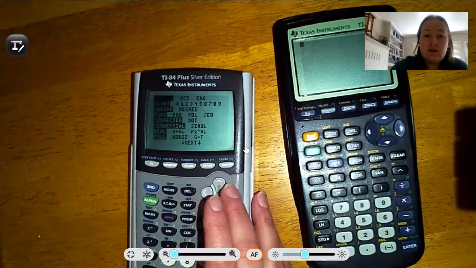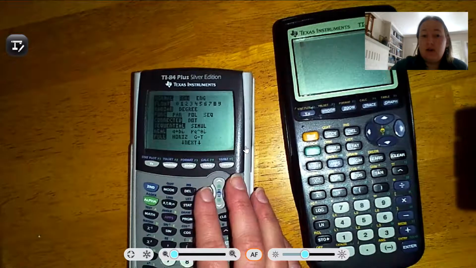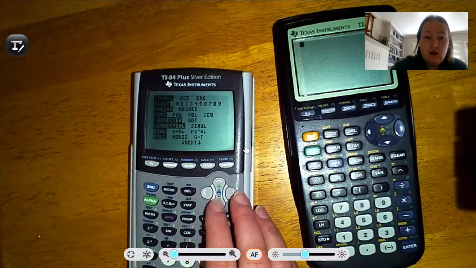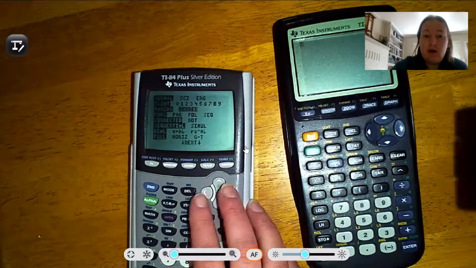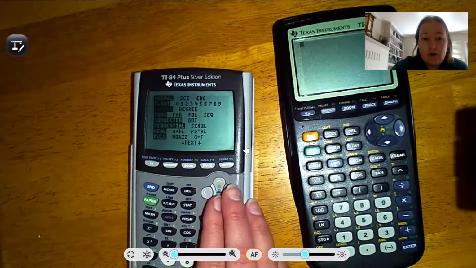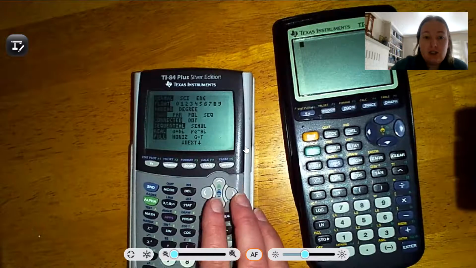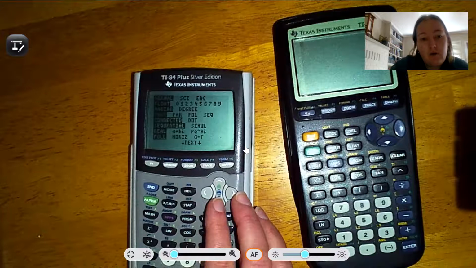There's also the scientific mode if you want it to be in scientific notation. Radian and degree matters more in a trig course or a geometry course. We're going to be doing functions, so keep it in that format.